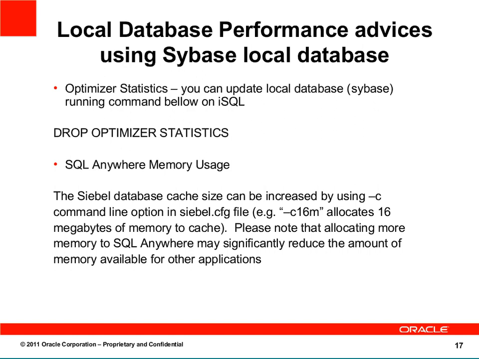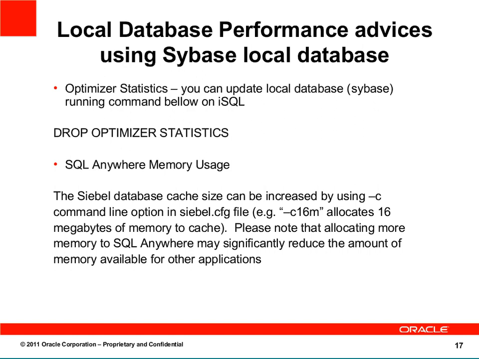One of the first tips to improve the performance on the local database is to use the command on iSQL called drop optimizer statistics. This command will update all the statistics from the local database and it improves performance by 10-15%, depending on the size of the local database on the mobile clients and what type of data you have in the local database.